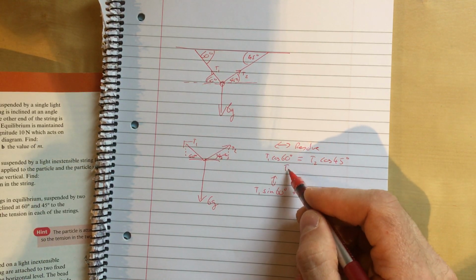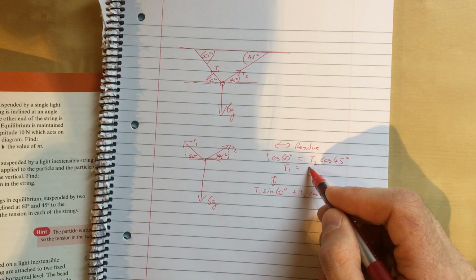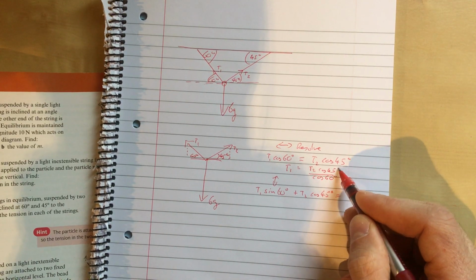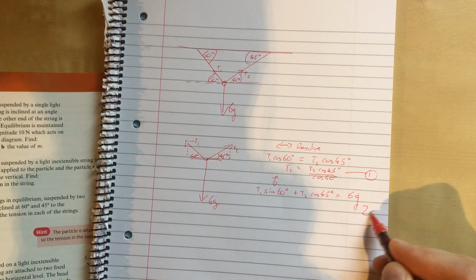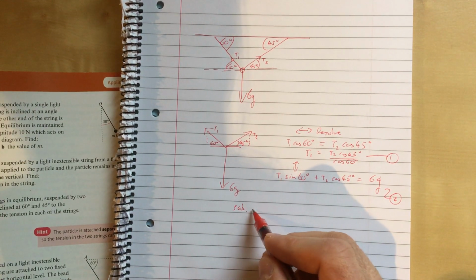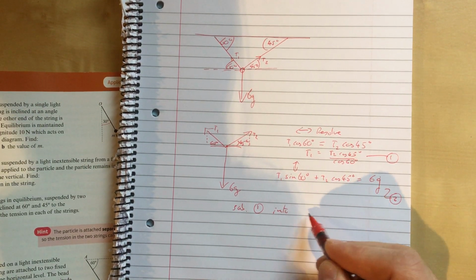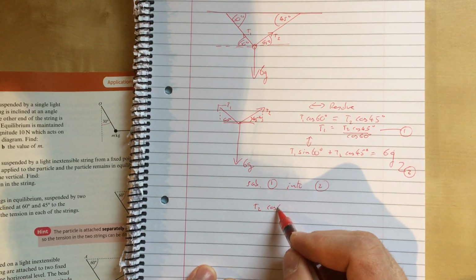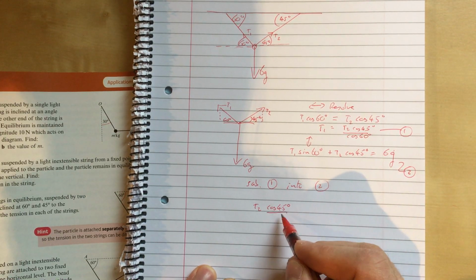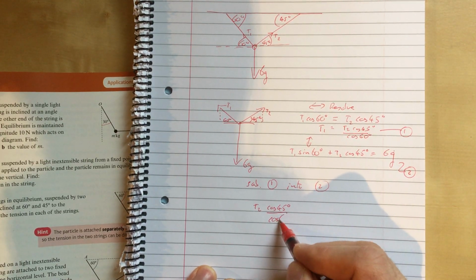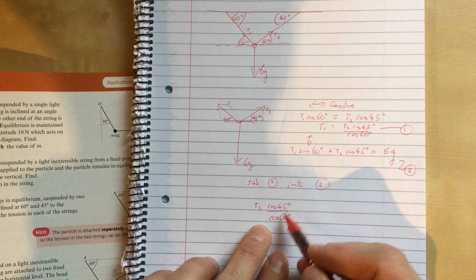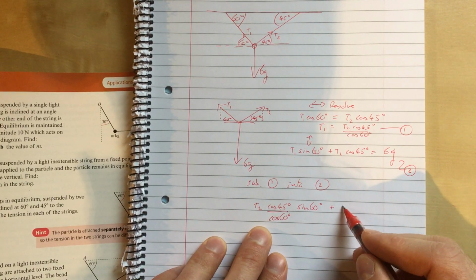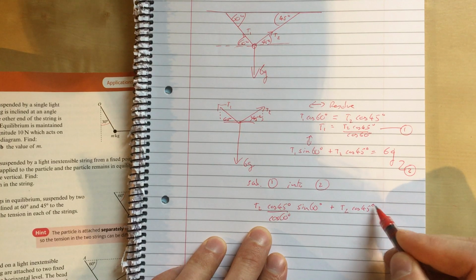I'll take it one or two stages further and then let you finish it off from there. T1 is T2 cos 45 divided by cos 60. These are all in degrees. I'll call that equation number 1, that equation number 2, and I'll substitute from equation number 1 into equation number 2. So I get T2 cos 45 degrees divided by cos 60 degrees. Instead of that T1 there, I get all that lot, times that by sine of 60, plus T2 cos 45 degrees equals 6G.